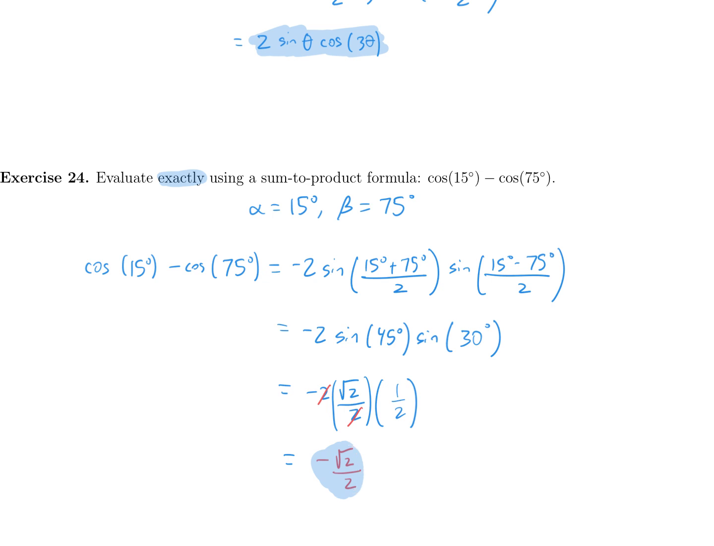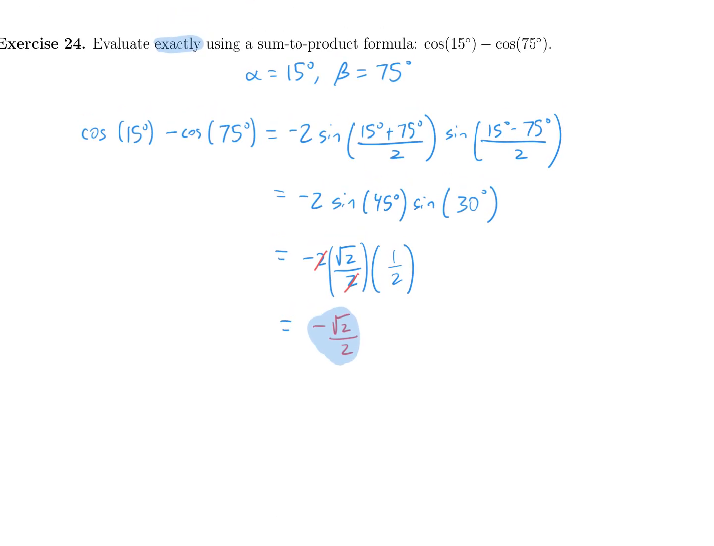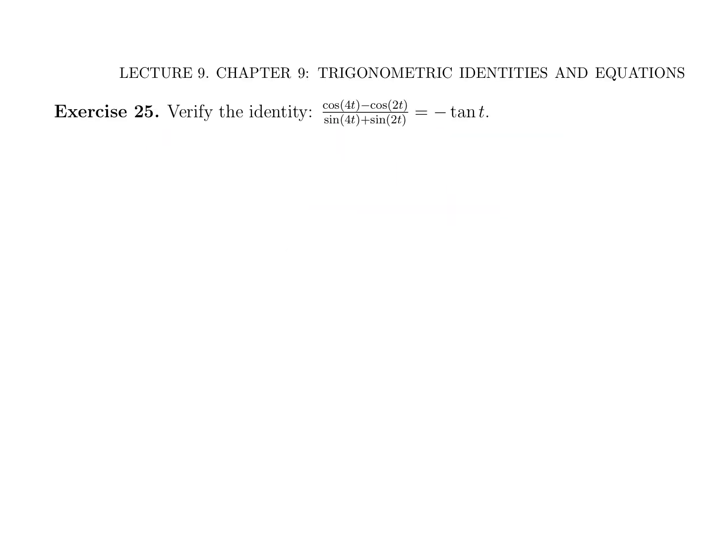Okay. Let's move on to the next page, the final page of this section. So this is a verifying identity problem. In this case, we are going to use the cosine minus cosine formula. Okay, so let's rewrite the left side in order to make the left side equal to the right side. The formula is going to be negative, the last of the 3. Let me use blue for this.